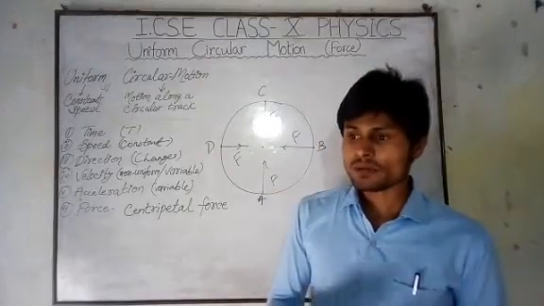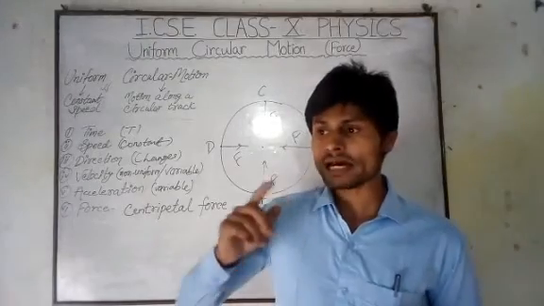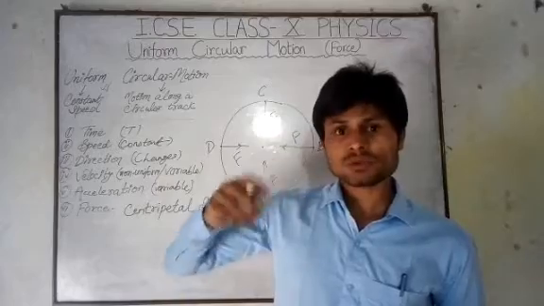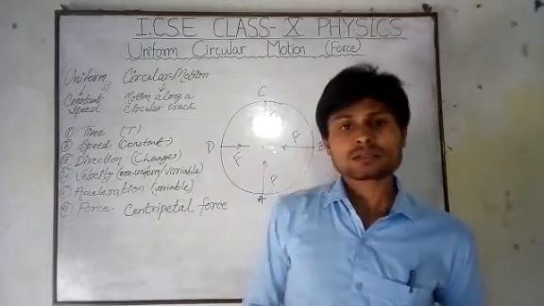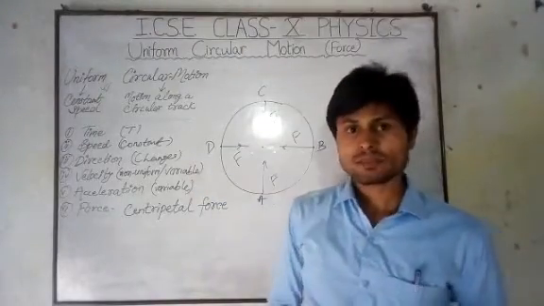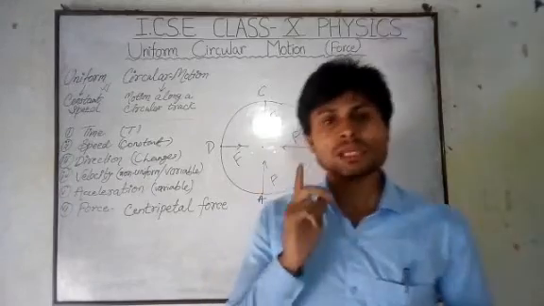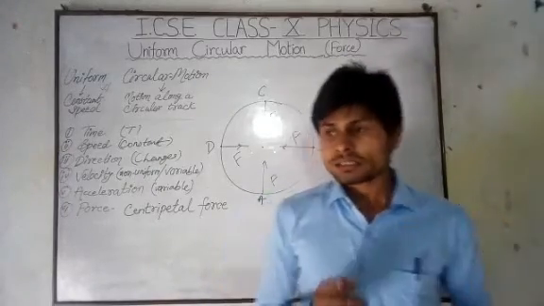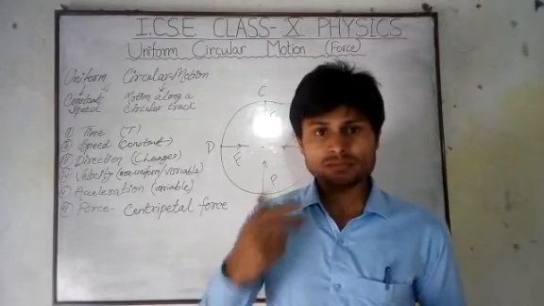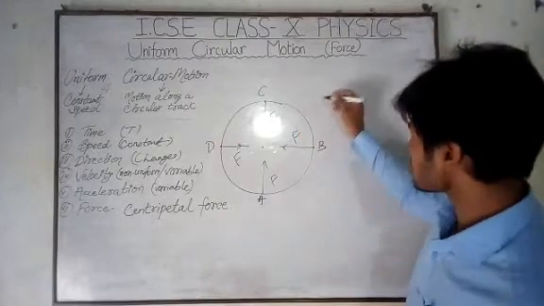Suppose if you think about one example, a stone is tied on a thread and the tied thread is reeled. That means the stone along with the thread is reeled. So the stone moves in a circular track, revolves in a circular track. So this motion of the stone is also called circular motion.